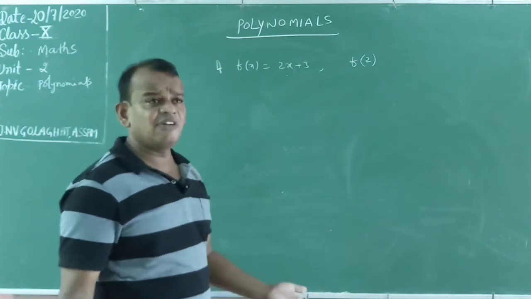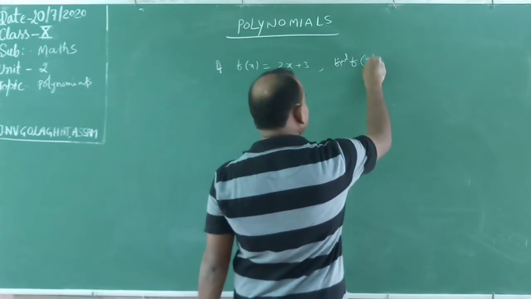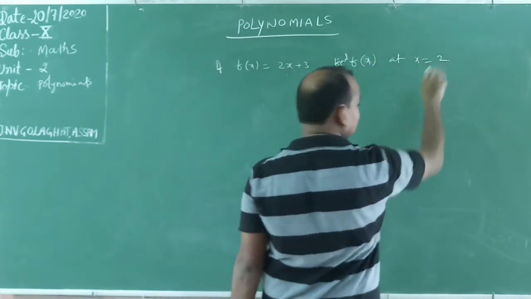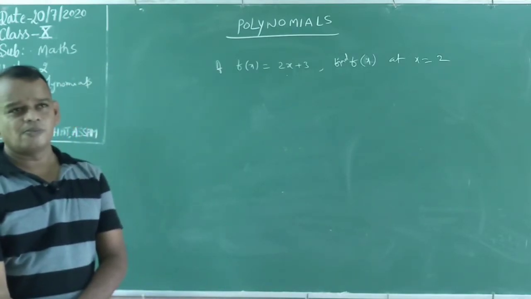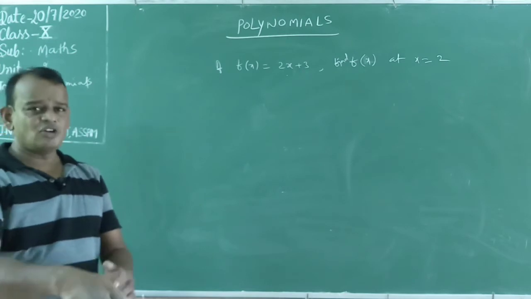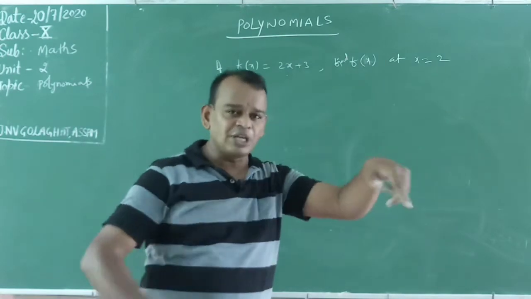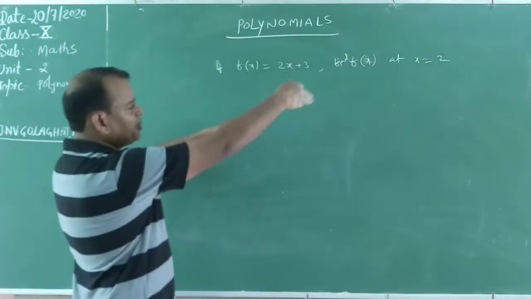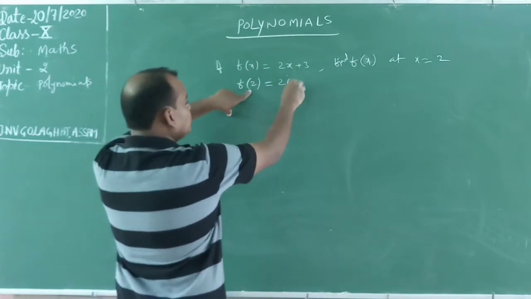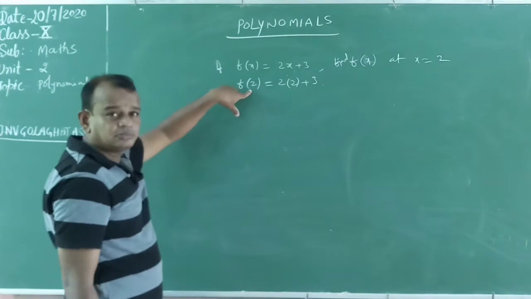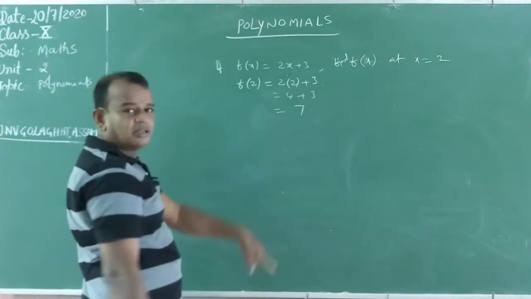Find the value of f of x at x is equal to 2. That means the value of the linear function at x is equal to 2. Replace x by 2 in the equation. Now what happened? Replace x by 2 means f of 2 is equal to 2 into 2 plus 3. Now 4 plus 3, that equals how much? 7.